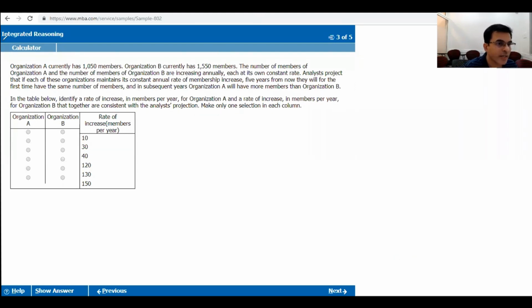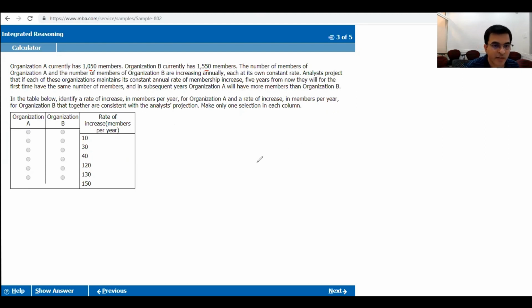So organization A starting at 1050, B starting at 1550. Both are going to increase annually, each at its own constant rate. Analysts project that if each of these maintains the constant annual rate of membership increase, 5 years from now, they will for the first time have the same number of members.